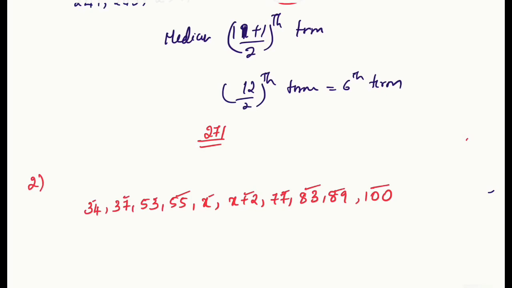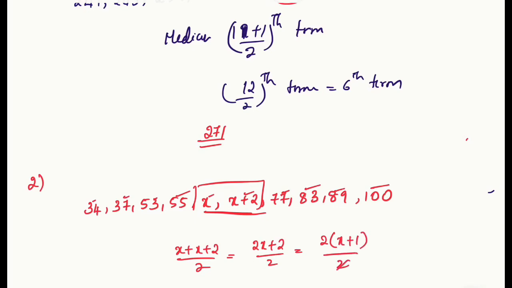So if it is 10 terms, these will be the middle terms, right? So it is (x plus 2) by 2, that is equal to (2x plus 2) by 2. 2 will be common, so (x plus 1) by 2, and that will be equal to the median, which is already given as 63. So x is equal to 63 minus 1, x is equal to 62. They've asked you to find the value of x. So you've got it.